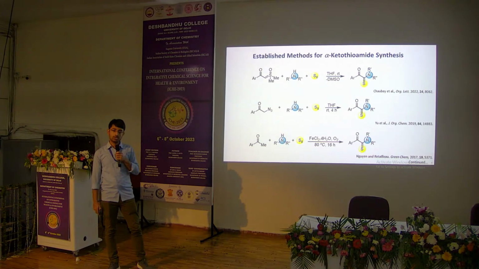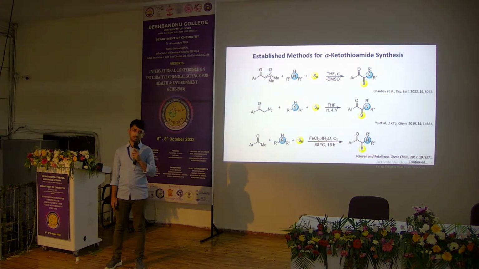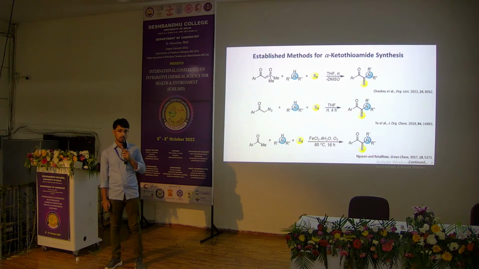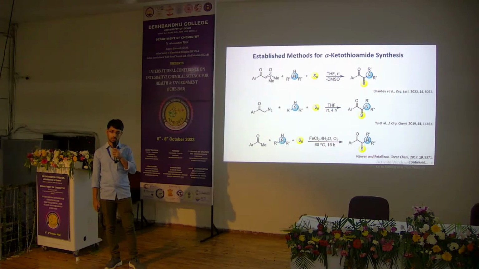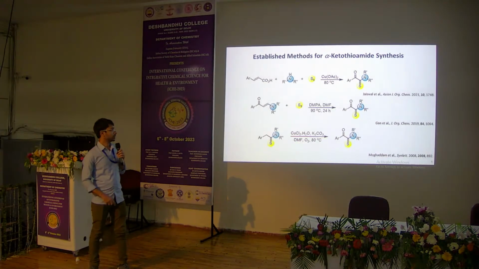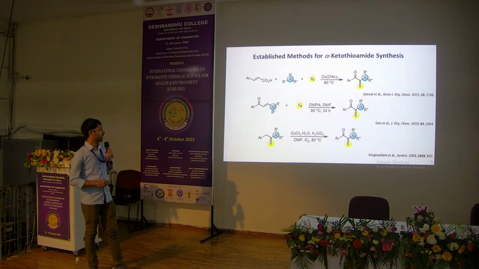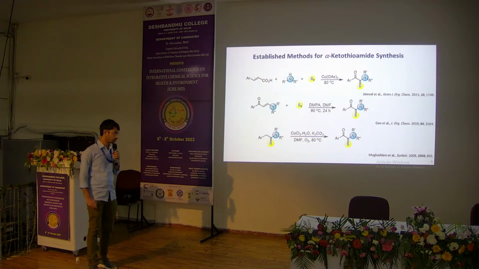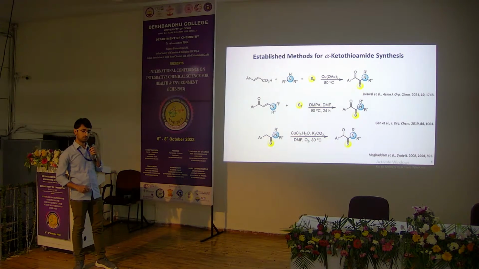When we go through the literature survey, there are various methods to synthesize ketothiamides, majorly divided into three categories. First, which makes use of aryl methyl ketone or alpha functionalized ketone with elemental sulfur and amine to get the alpha ketothiamide as a product. The next methodology uses alpha beta enaminones or alpha beta unsaturated carbonyl compounds with elemental sulfur and amine to get the ketothiamide, while some others use oxidation of aryl thiamides to get ketothiamides.